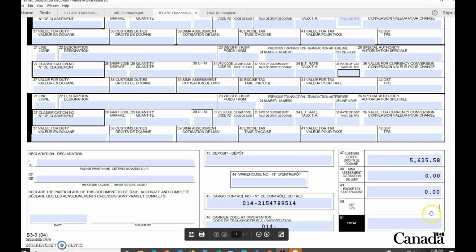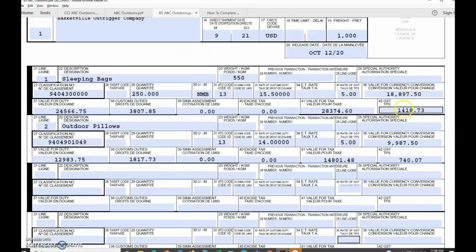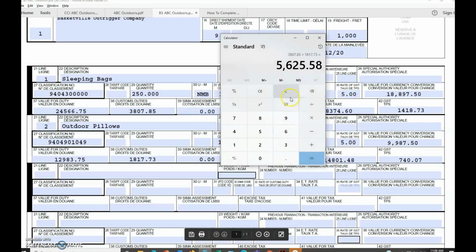All right, field number 50, we need to put the GST amounts. And the GST amounts are field 42's. With the GST amounts, they want the total. So the total is 1418.73 plus 740.07. It's 2158.80.